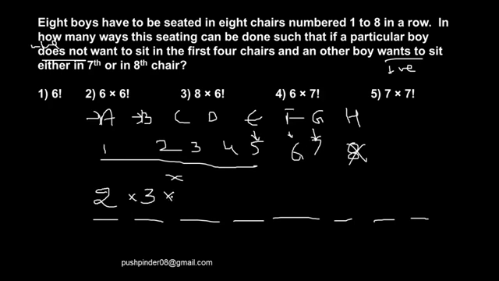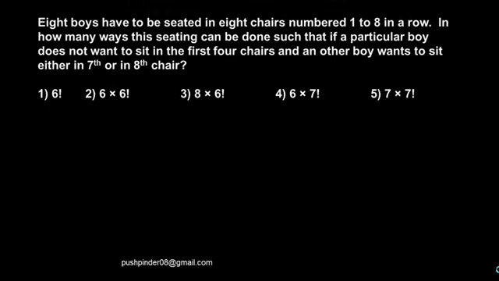Now is there any condition left? No, there is no condition left. How many chairs are left? There are 6 chairs left and 6 people left. So that is nothing but 6 factorial. So my answer is 6 into 6 factorial. It looks like an easy question once you go with a structured way. You satisfy the positive conditions first, then the negative conditions, and then you go about with the question.